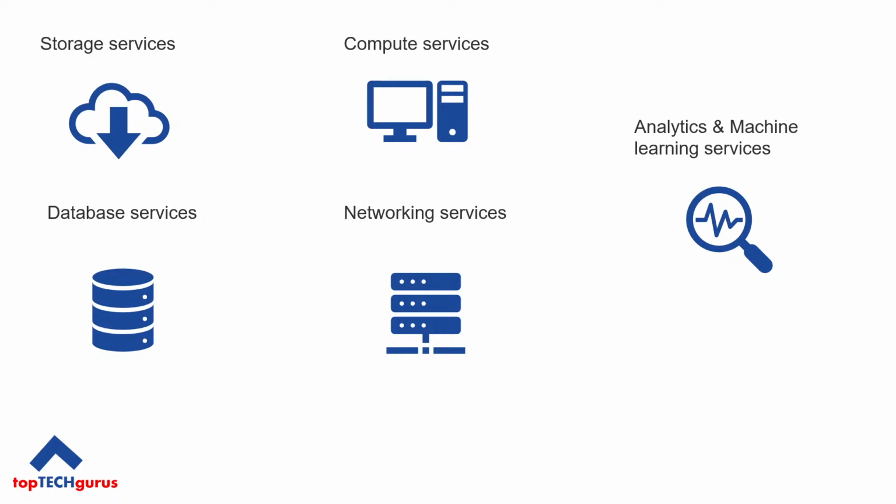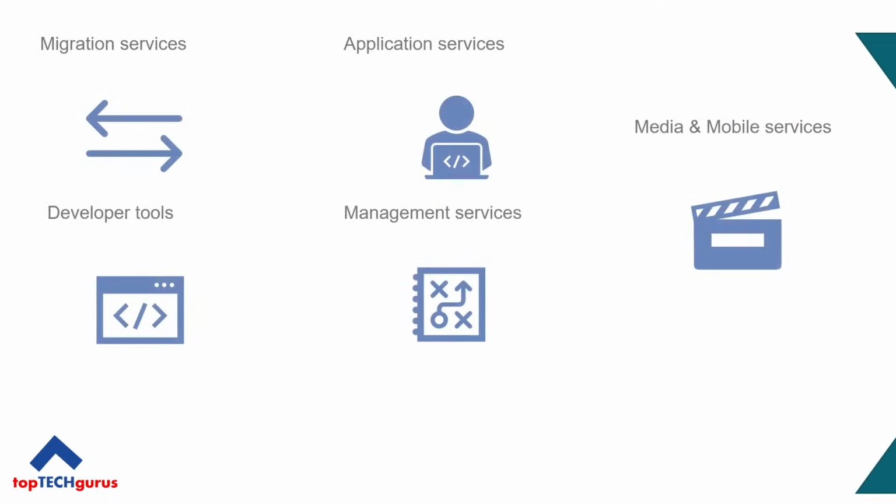Database services: anything with respect to RDBMSs or NoSQL databases comes under database services. Networking services: this is where we have Route 53, and anything to do with networking. Analytics and machine learning services. Migration services: how you migrate data from and to the corporate data center or internet into AWS and outside. Then we have application services, media and mobile services, management services, and developer tools.